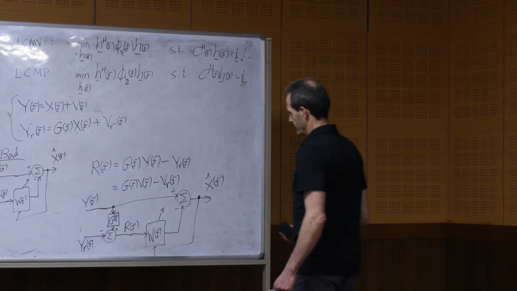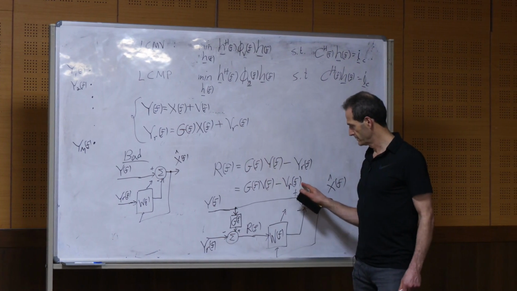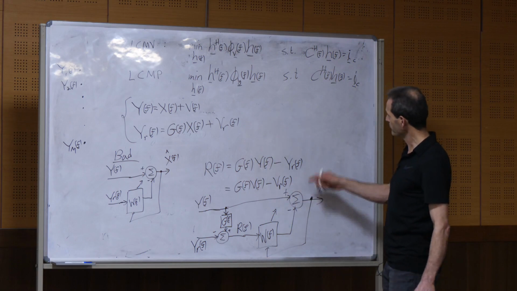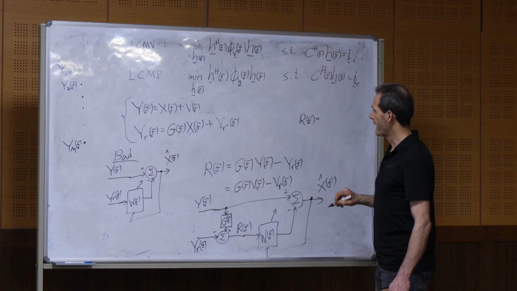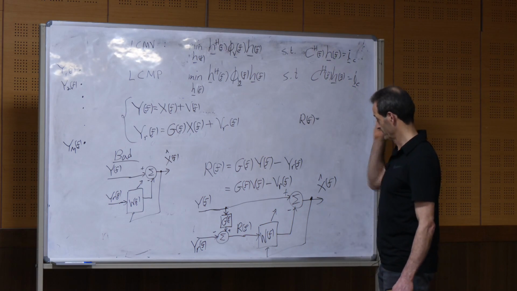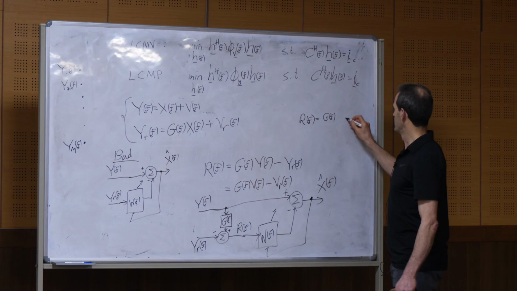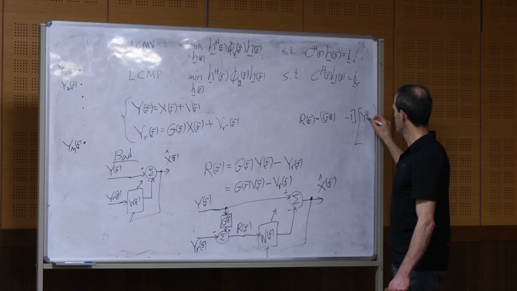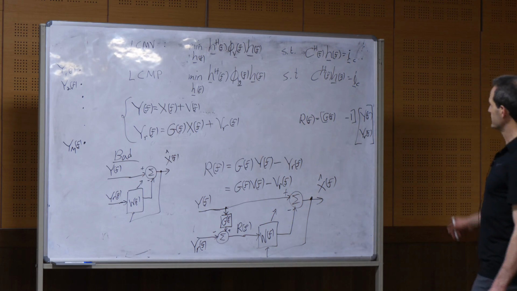Now, to produce R from the two channels, we can write it like this, you see? So we can write RF as GF minus 1 YF YRF. Okay? I write it like this.